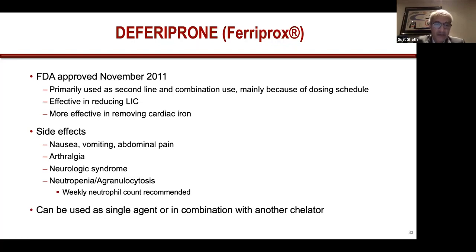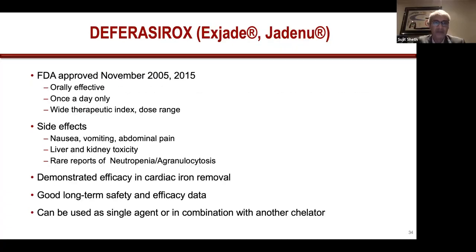And that's the reason for requiring a weekly neutrophil count, or an ANC determination, to make sure that that's not happening. So this can be used as a single agent. It was used specifically as a single agent in individuals who couldn't tolerate deferoxamine, but now it can be used as a single agent on its own as first-line therapy, or it can be used in combination with other chelators as well.